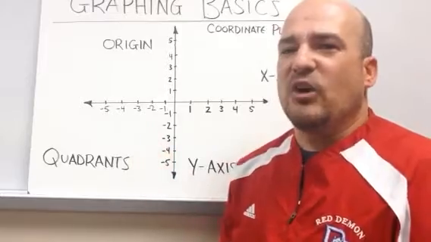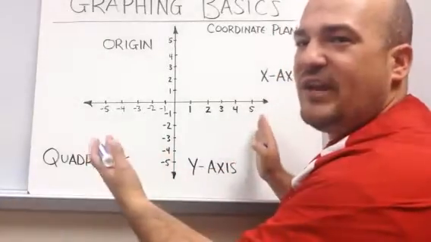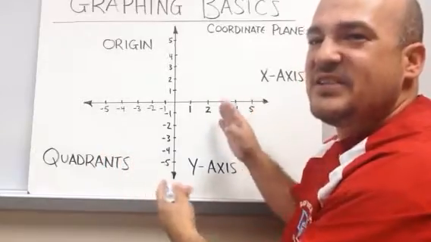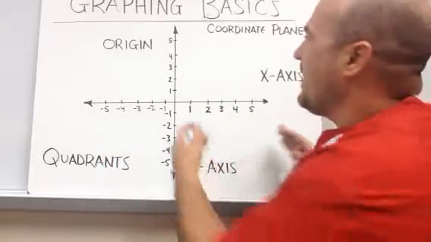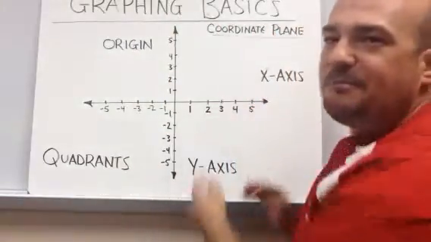On my board here I have a coordinate plane, and coordinate plane is a term that refers to this whole thing with an x-axis and a y-axis where we can graph points. Okay, so this is a coordinate plane, this whole picture here.